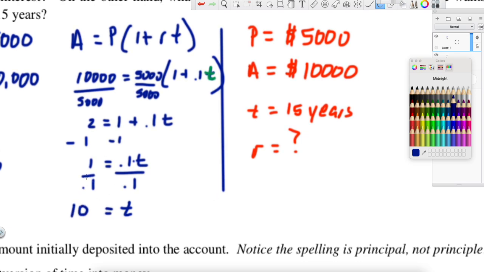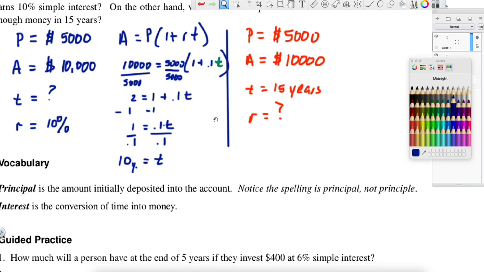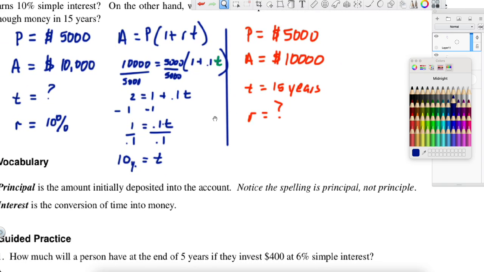If you're not sure, try it on your calculator. 1 divided by 0.1. Basically, we know to move this decimal point over 1, we multiply top and bottom by 10, right? So we get 10 years for that. So she would need to invest for 10 years at that interest rate to get that amount based on the 5,000 principal.